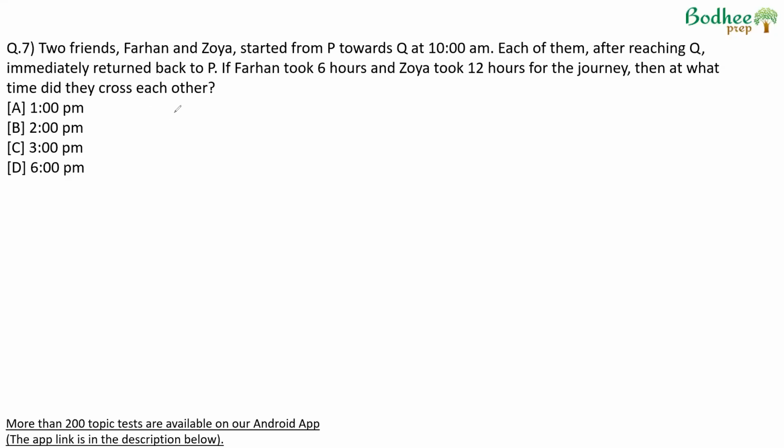Two friends, Farhan and Zoya, started from P towards Q at 10 a.m. Okay, both of them started from P towards Q at 10 a.m. After reaching Q, they immediately turned back to P. Farhan took 6 hours, Zoya took 12 hours for the entire journey. At what time did they cross? Since Farhan took 6 hours for the entire journey, that means he will take 3 hours to reach Q and then 3 hours to come back, half of 6.